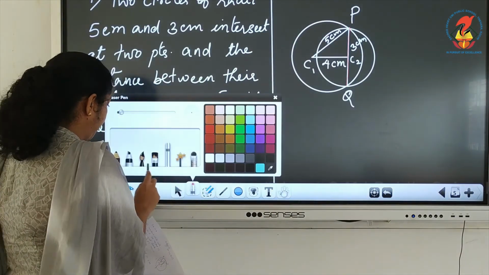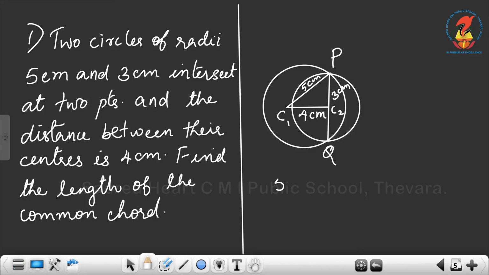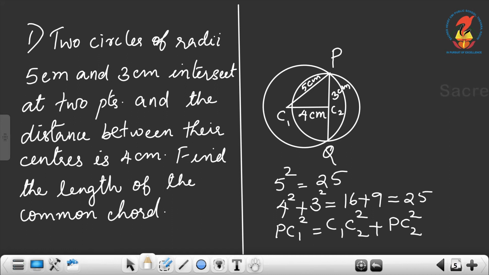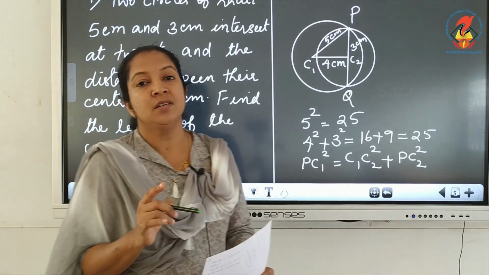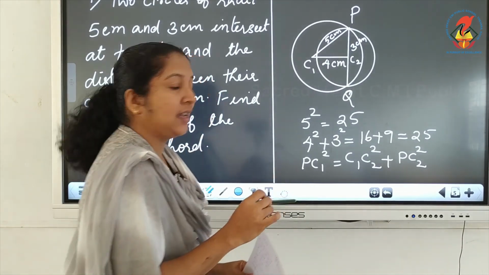What we are applying here is the Pythagoras theorem. What is 5 square? 25. 4 square plus 3 square is 16 plus 9, again equal to 25. So what can we say? PC1 square is equal to C1C2 square plus PC2 square. That means the square of the hypotenuse is equal to the sum of squares of the other two sides.